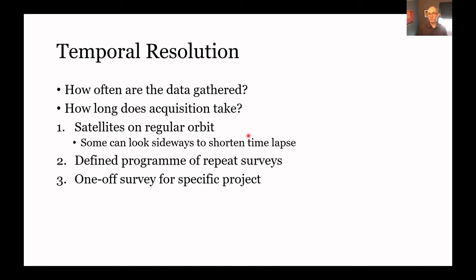Radar data is different. They can see through clouds, so that's good. They're not bothered by weather on Earth. They can see through the clouds. But for the sort of data, the visible light and infrared data that we've been talking about, you are affected by the weather. So even if the satellite is up there to take the image, you might not get something because there's clouds in the way.